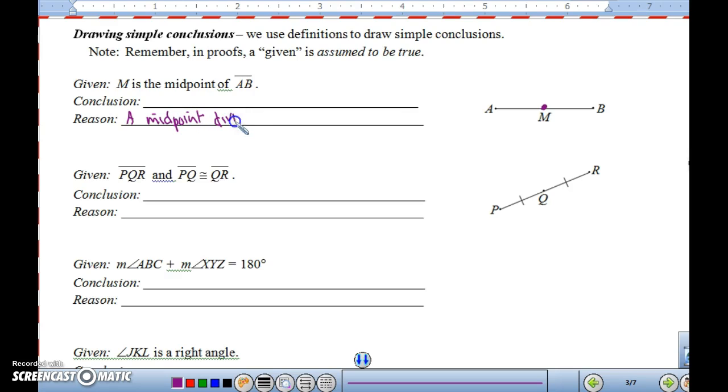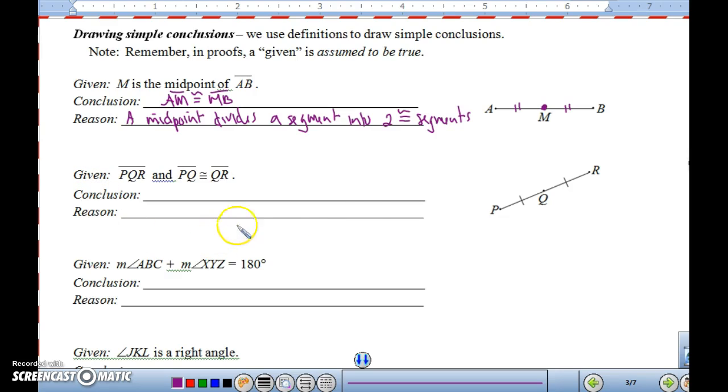A midpoint divides a segment into 2 congruent segments. Okay, so if I know this midpoint is going to divide segment AB into 2 congruent segments, what conclusion can I make about AB? Well, it's divided into 2 congruent segments, so AM and MB are congruent. That is our conclusion. Notice our definition of a midpoint is the reason we can say that AM is congruent to MB. So when you are drawing a conclusion, it has to be based on facts that you know. So a definition is a fact that you know.